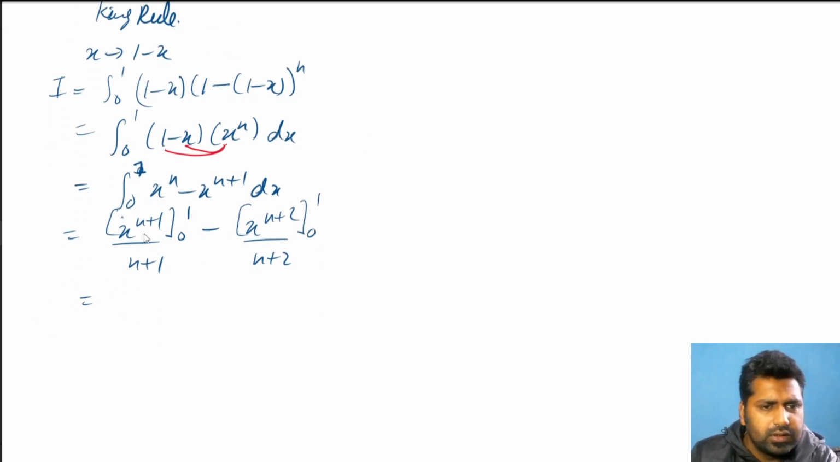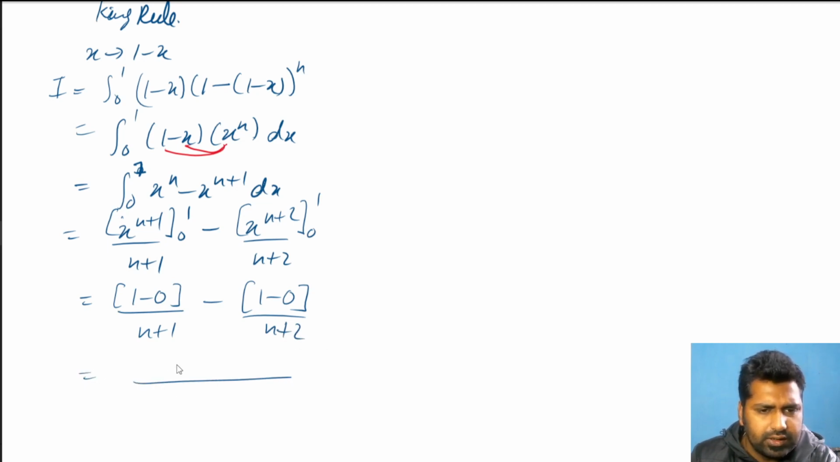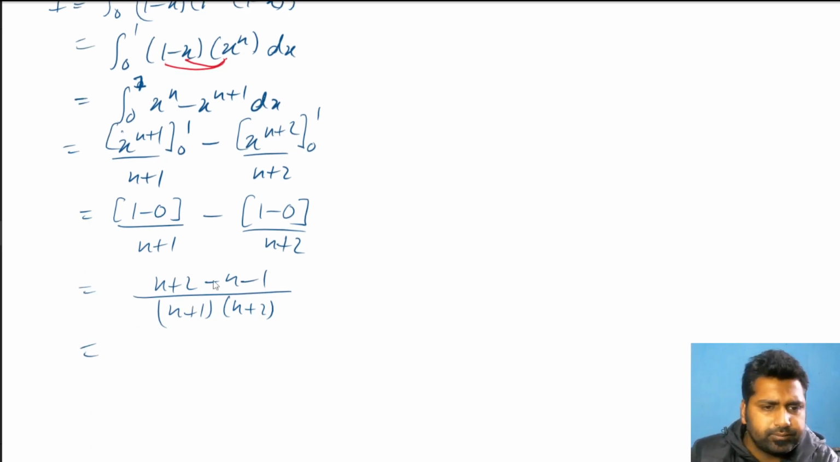That becomes 1 raised to power anything is 1. So this becomes (1 minus 0) upon n plus 1 minus, again same thing, (1 minus 0), upper limit minus lower limit, upon n plus 2. So solve this further. So you'll get 1 upon n plus 1 minus 1 upon n plus 2. Okay, here n plus 2 minus n plus 1 is also 1 basically. n and n cancel, 2 minus 1 is 1, so the answer is 1 upon (n plus 1)(n plus 2). Okay.